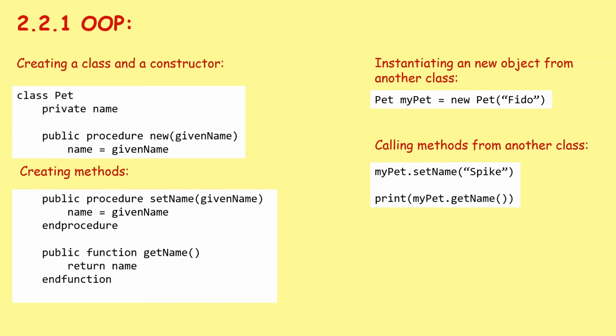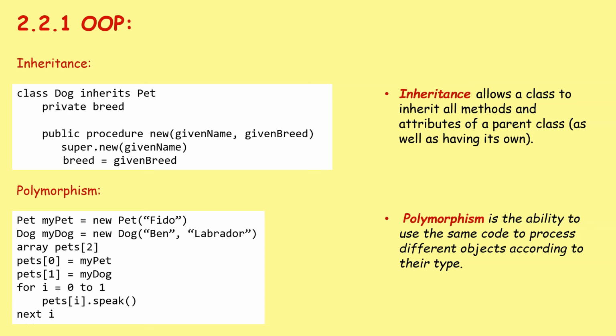Then, to call these methods from another class, it's the name of your instantiation of that object, in this case myPet, dot the name of the method, and then in brackets any parameters that you need to pass to it. So in this example, myPet.setName Spike. Print myPet.getName. Looking at some of the more advanced features of OOP, inheritance and polymorphism.